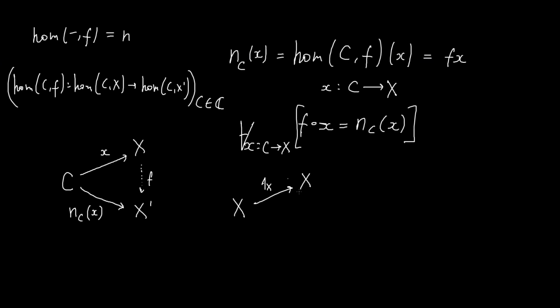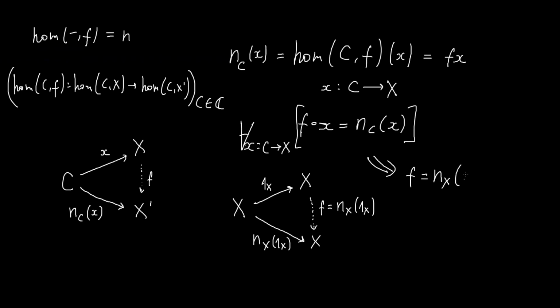So a special instance of this diagram is when we put in the place of C, x, and in the place of small x, we put identity. Then we will have a specific thing here called nx of identity. And that should give rise to an f by just setting f to equal nx of the identity. So this equality, if such an f exists, that f is forced to equal the value of the natural transformation at the identity morphism of x.